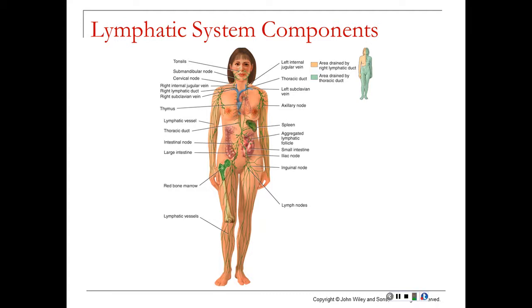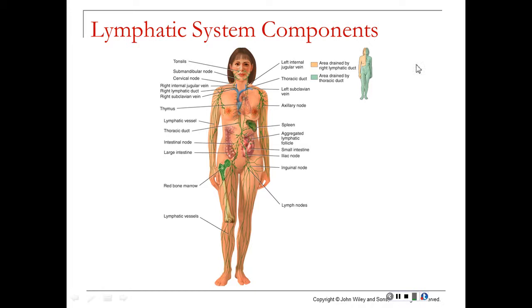You can also see these lymph nodes, which are scattered throughout the body. They're clustered in particular areas, but they are scattered widely, kind of clustered in the hip area, the armpit area, the neck area, and the gastrointestinal area. And again, we'll look at exactly what those lymph nodes do.